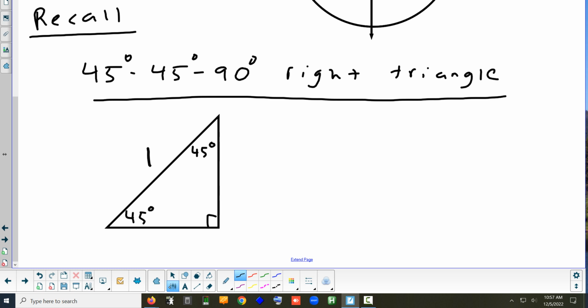So I'm going to pick a variable. Let's call the base x. What does that mean the height would be? Also x. So we have one variable we need to solve for. Anybody have a guess what formula we could use that relates all the sides in this triangle?